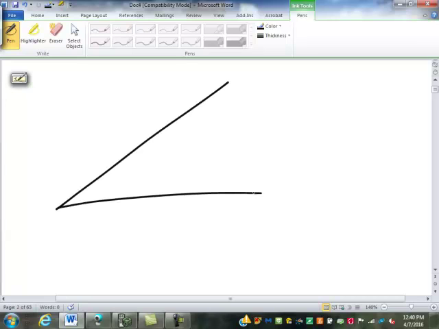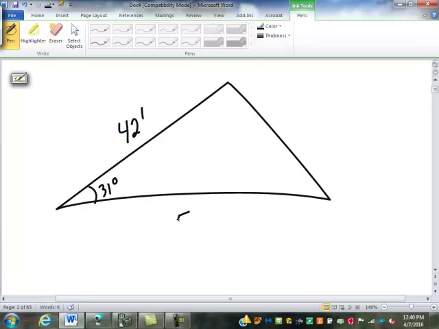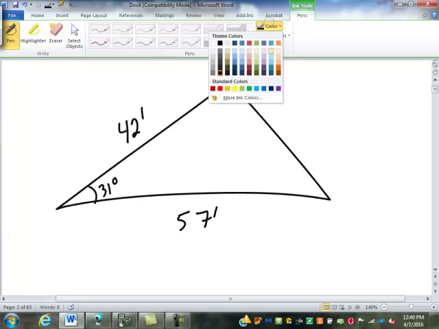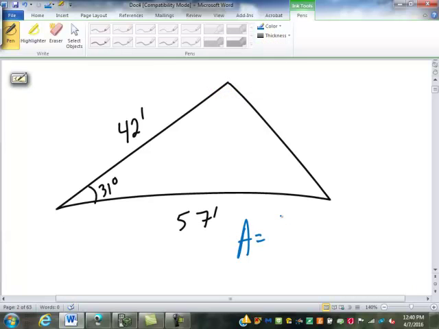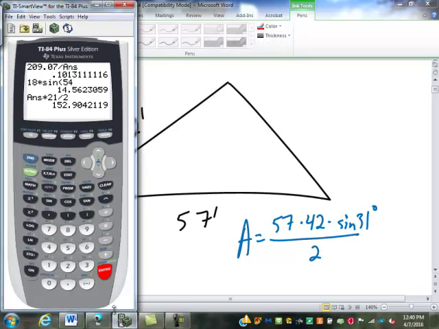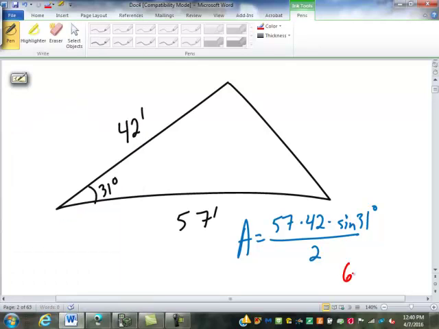So given this triangle, its area can simply be found as 57 times 42 times the sine of 31 degrees over 2. 57 times 42 times sine 31 divided by 2 is 616.50. That is going to be feet squared, or square feet. What do you think?